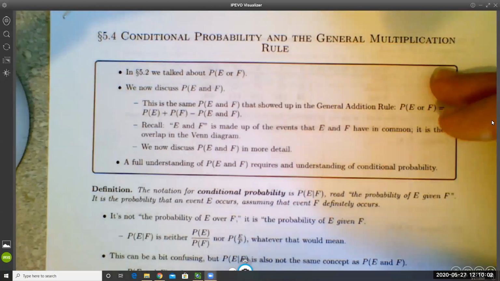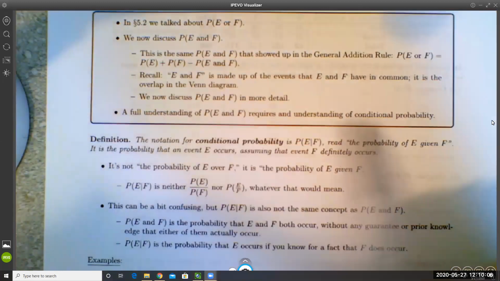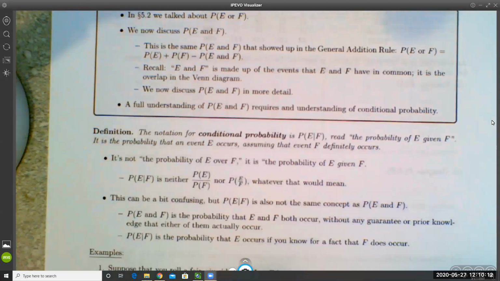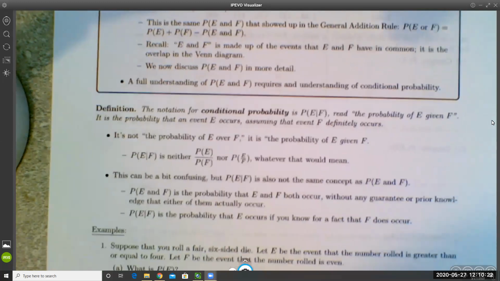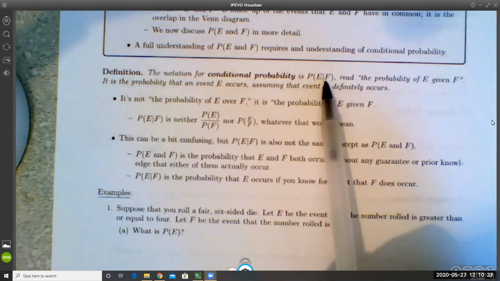Okay. In order to do so, we first need to understand a little bit about conditional probability. So conditional probability is hugely important. Later on in the semester, when we're performing inference, a lot of that inference is going to be based on conditional probabilities. Okay. So the notation for conditional probability is this notation here.